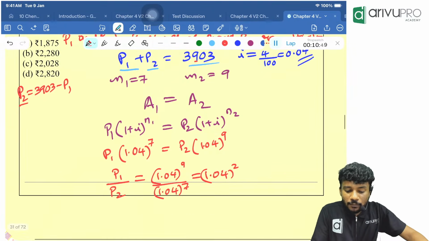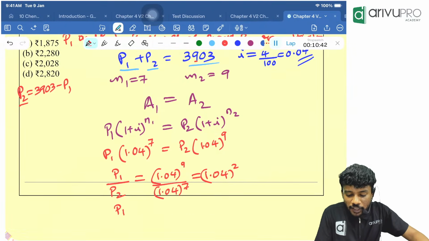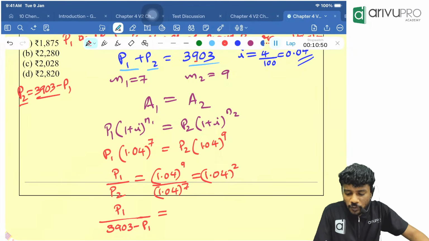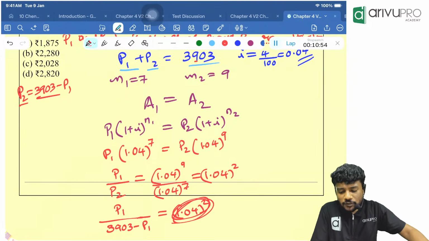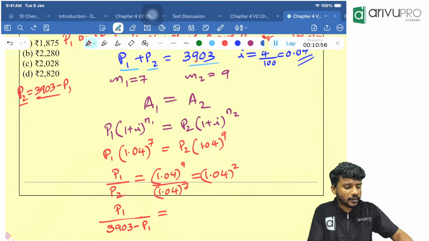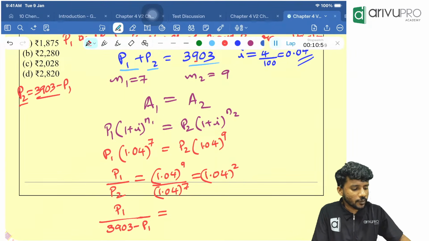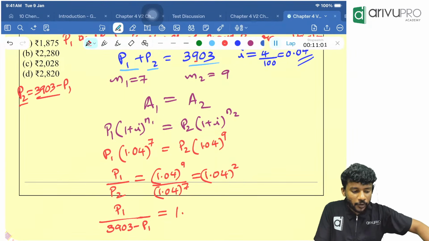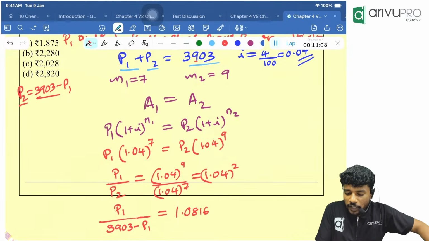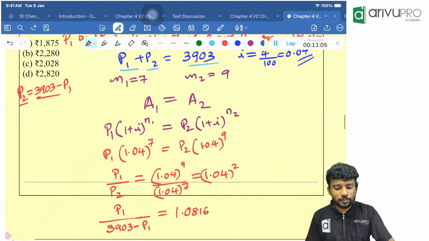Okay. Then I am going to write P1 divided by, instead of P2 I will write what? 3903 minus P1, which is equal to 1.04 the whole square. What is 1.04 the whole square on calculator? 1.04 into equal to is how much? 1.0816. Now you can option hit.